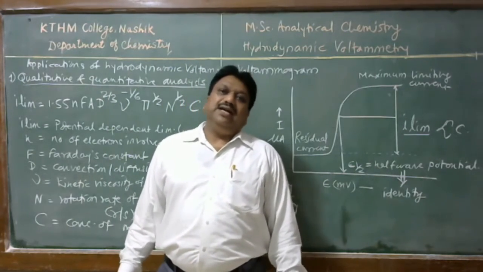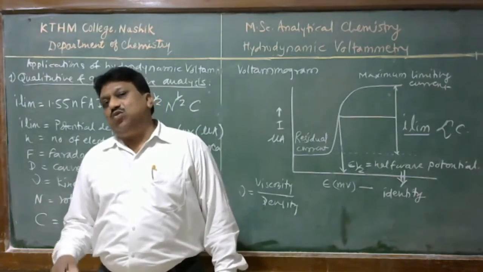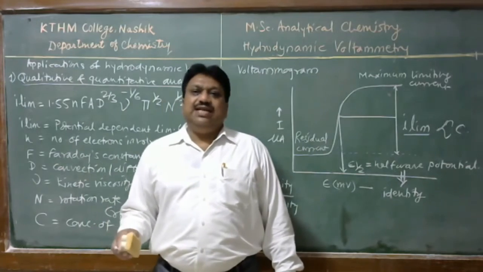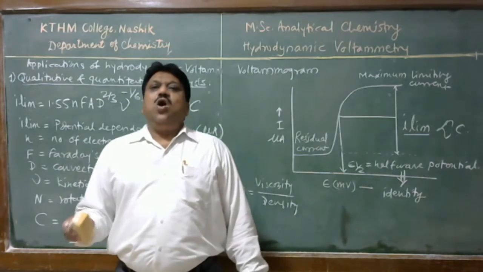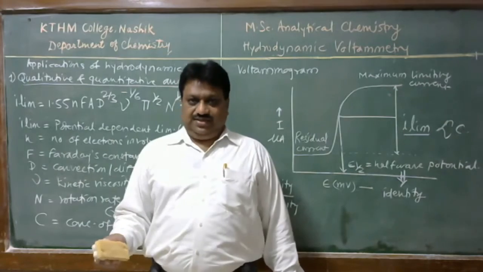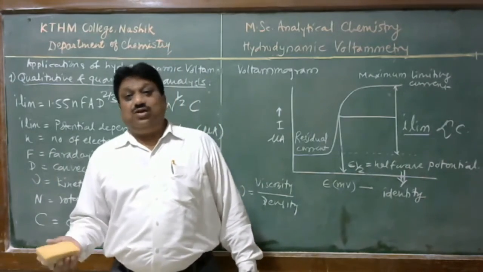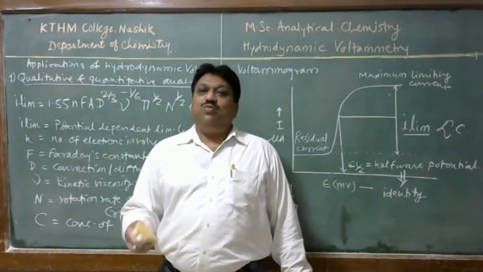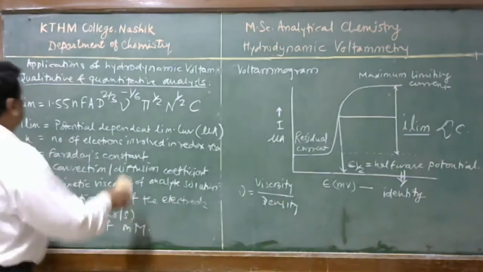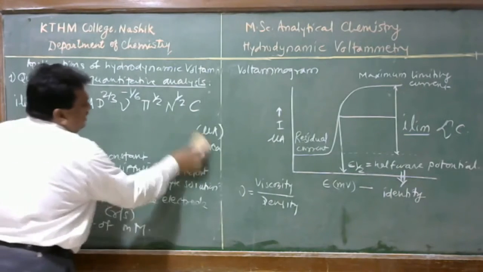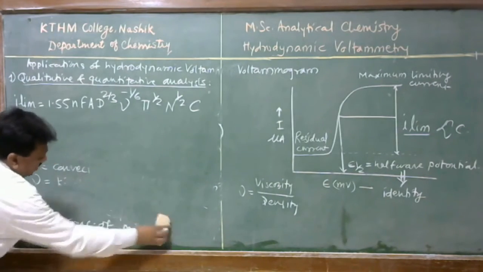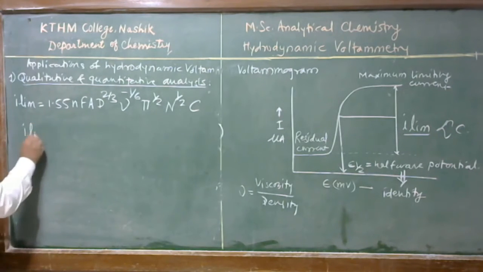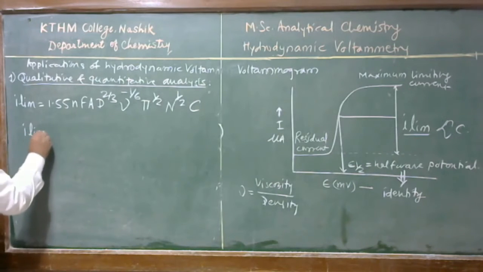Therefore, limiting current for standard as well as limiting current for sample are measured under identical conditions. Except concentration of analyte, all other parameters are constant. That means, similar to polarography, hydrodynamic voltammetry is a comparative method for determination of concentration of analyte. Two measurements are carried out, one for standard and another for sample, that is limiting current for sample.